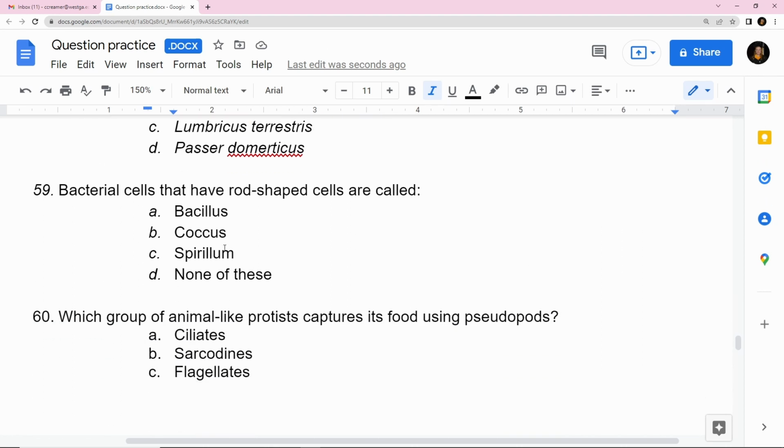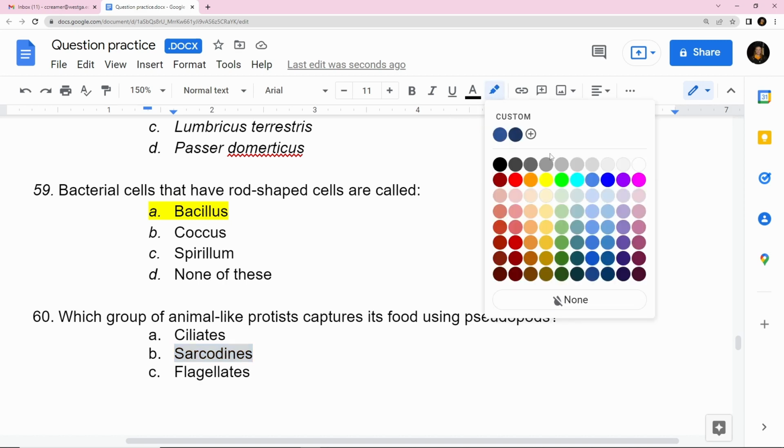Bacterial cells that have rod-shaped cells are called bacillus, coccus, spirillum, none of these. If you said A, you would be correct. Which group of animal-like protists captures its food using pseudopods? Ciliates, sarcodines, or flagellates? If you said sarcodines, like the amoeba, then you would be correct.